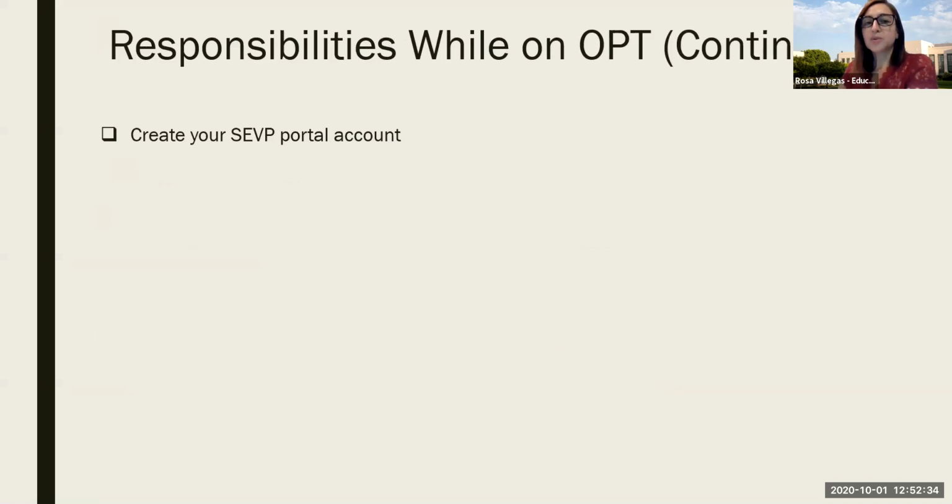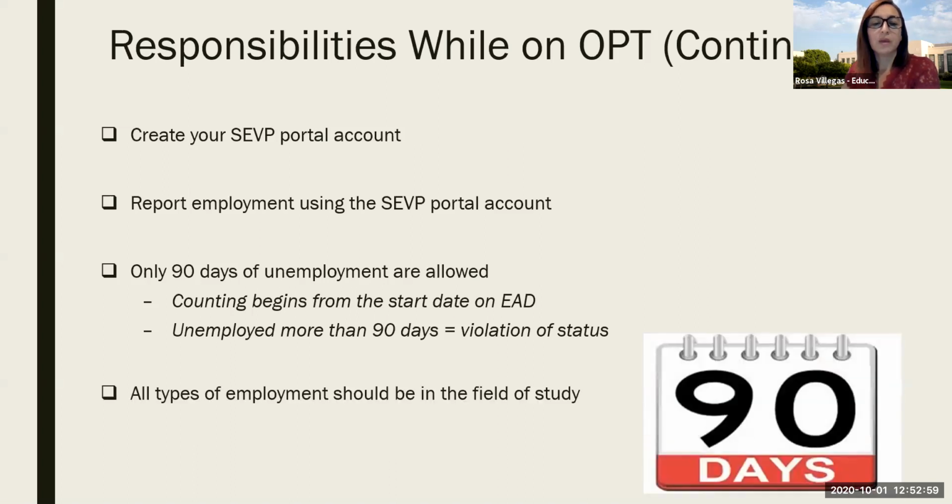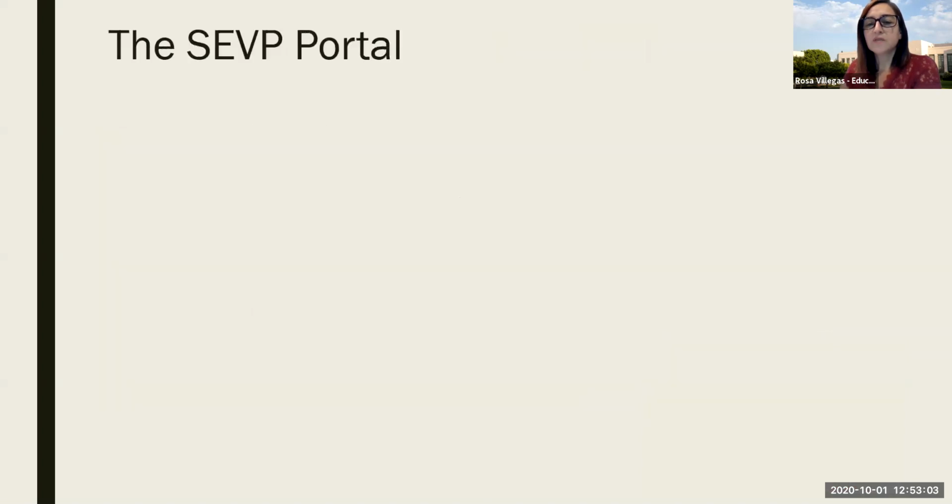I mentioned you have to report the employment. The way you report employment is by creating the portal. We talk about the 90 days of unemployment, and remember the unemployment starts on the start date of your employment card. Not when you apply, not during any grace period. It's from that day on your card. And all types of employment need to be in the field of study.